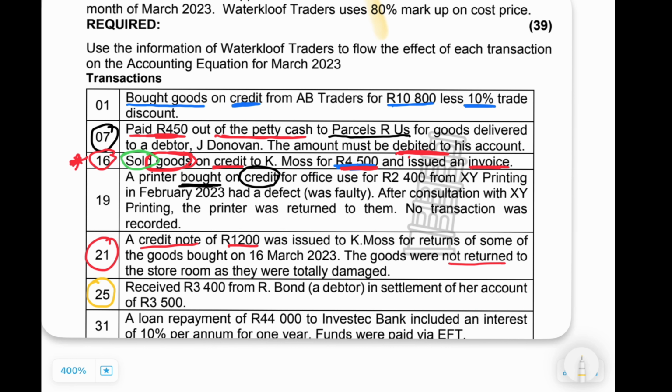So day 25, we received 3,400 from our bond, a debtor, in settlement of her account of 3,500. So here you can see that there's two amounts. It says we received 3,400 and this person is settling her account. And if someone is settling her account, it means they are paying it in full. So if they are saying we received 3,400 and this person is settling the account of 3,500, what do you think happened? Where is the other 100 rands? We gave our bond a discount.